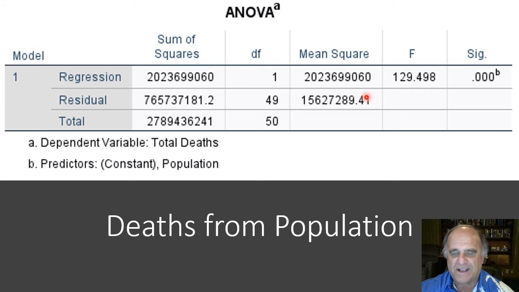We find our mean squares here, and you can see they're really big. We then divide the regression mean square by the residual mean square, which gives us our F value of 129.498. And that's significant. The probability is equal to 0.000. Obviously, it's actually less than that. That would be significant at the 0.05 or the 0.01 level.